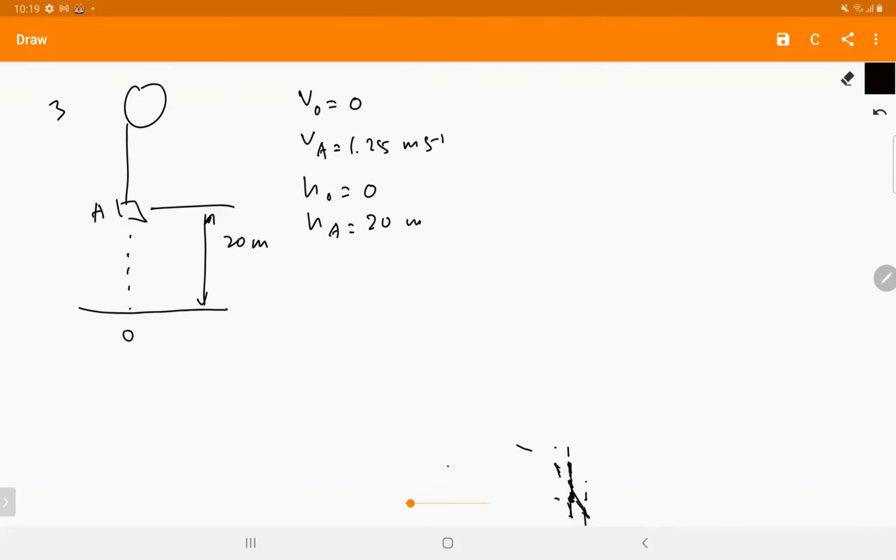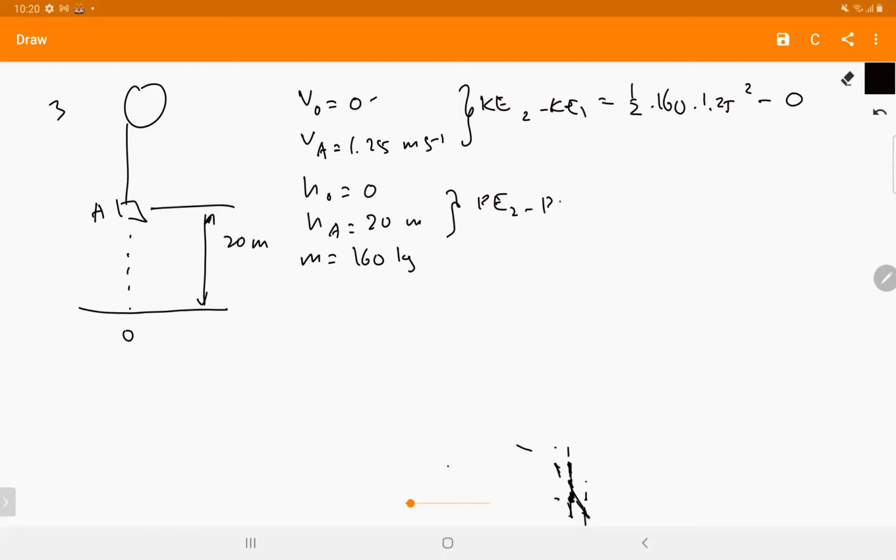So from here, we can calculate the gain in kinetic energy. Gain in kinetic energy is kinetic energy 2 minus kinetic energy 1. We also know the mass, which is 160 kilograms. So that's going to be half times mass, 160, times the velocity at position 2, 1.25 squared, minus 0. Why 0? Because the velocity will be 0. Here, we can calculate the gain in potential energy, which means potential energy at position 2 minus potential energy at position 1. That's going to be the mass times gravity times the height, minus 0, because for the first position the height is 0.